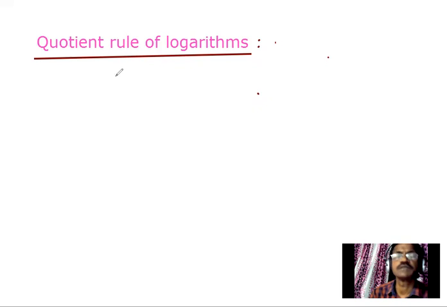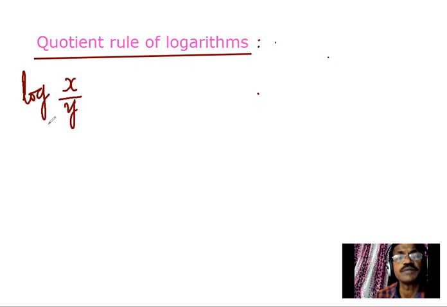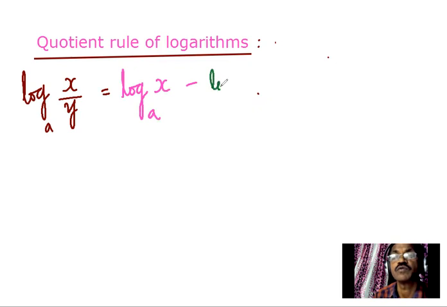In this class, we shall learn the proof of the quotient rule of logarithms. What is the quotient rule of logarithms? Logarithm of x by y to the base a is equal to logarithm of x base a minus logarithm of y base a.